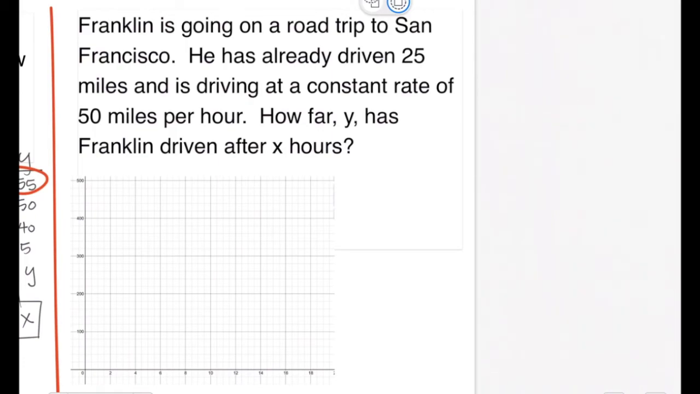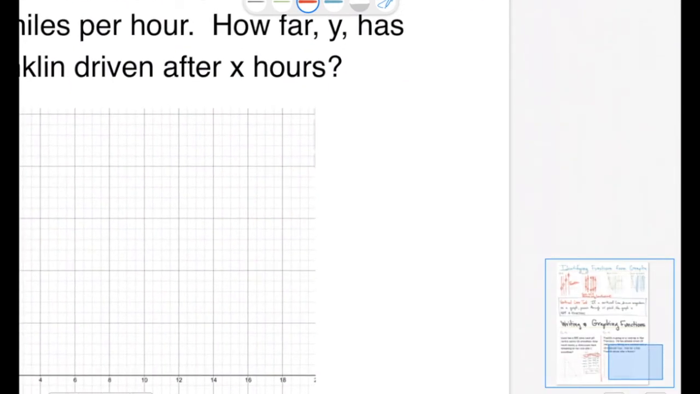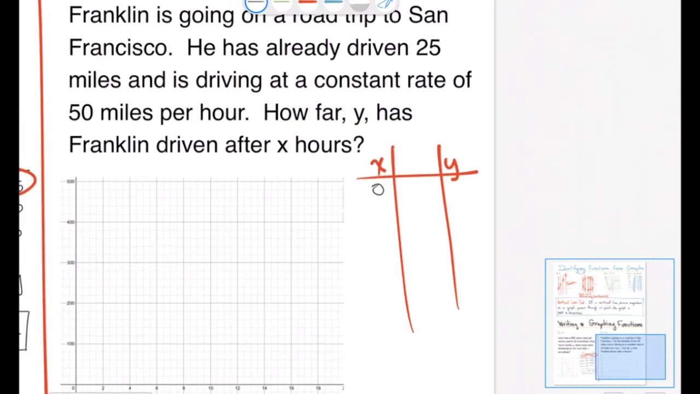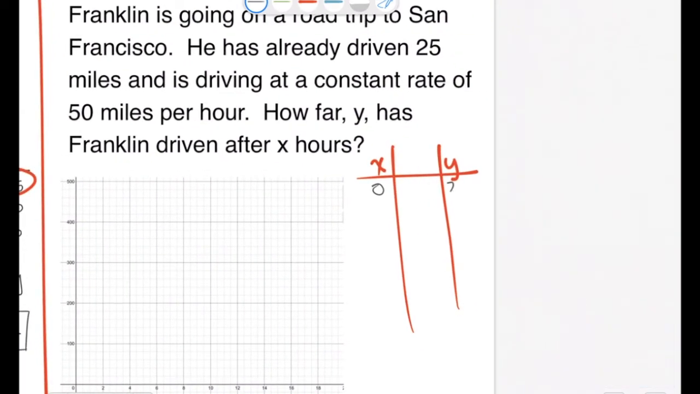All right, so Franklin is going on a road trip to San Francisco. He's already driven 25 miles and is driving at a constant rate of 50 miles per hour. How far, y, has Franklin driven after x hours? So let's do this. We'll have our x and our y, and then we'll leave room for a process. Let's just say at the very beginning of his road trip, how far has he driven? He's driven 25 miles. That's what the question tells us.